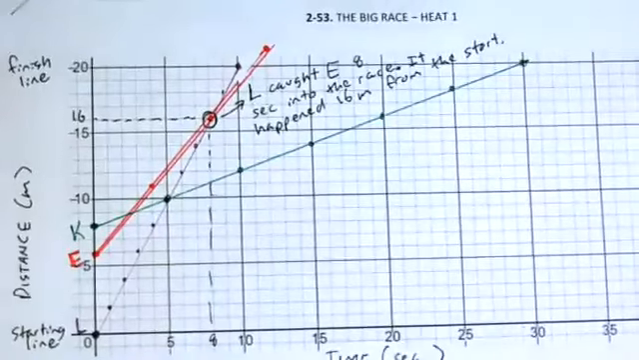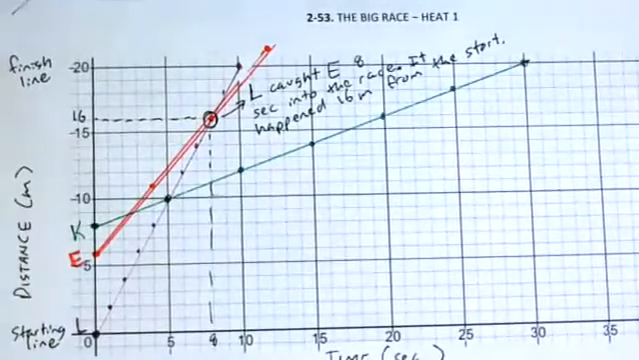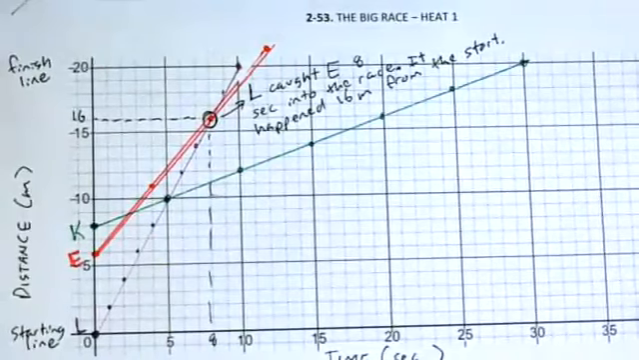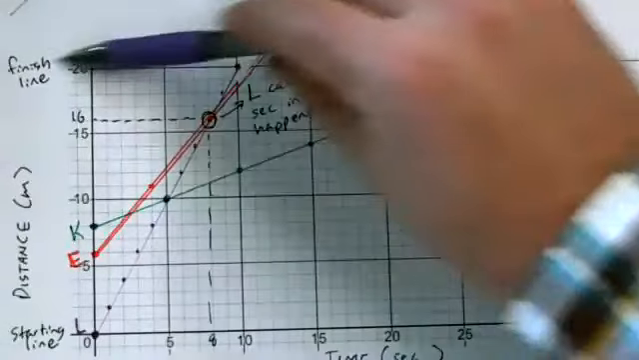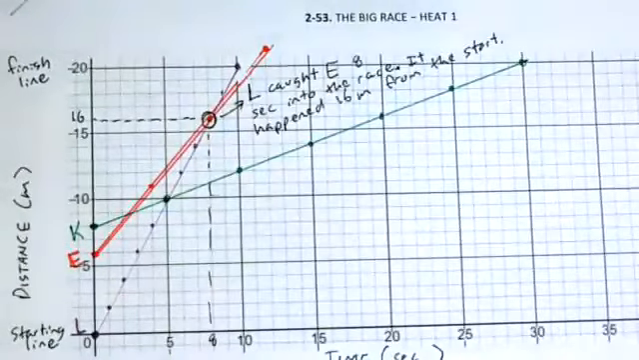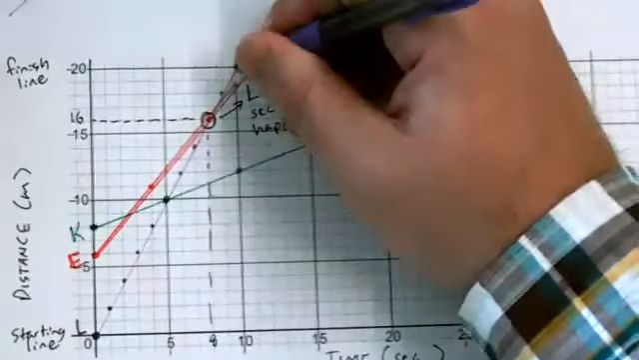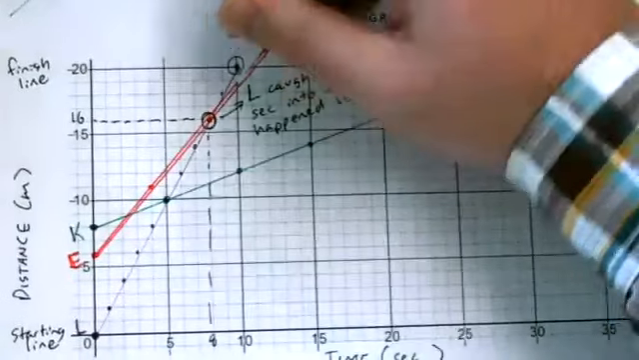Do you still think Leslie won if we're looking at the finish line? Yes? How can you tell me? What do you see happening on our finish line here that tells you Leslie won? She was the first one to cross, wasn't she? How long did it take Leslie to finish the race? 10 seconds. So Leslie finished in 10 seconds.